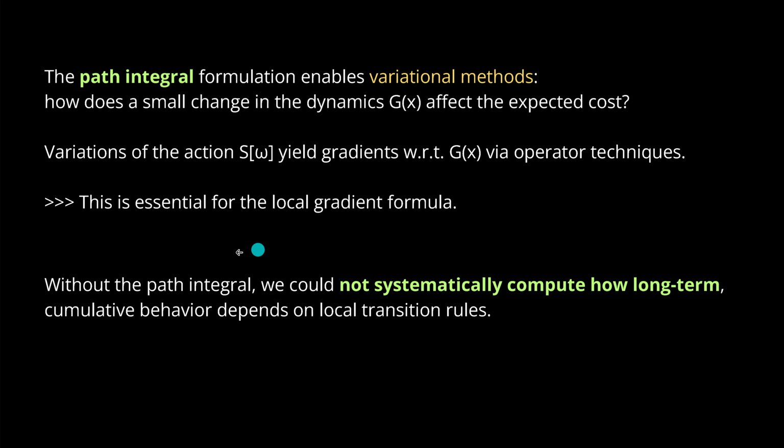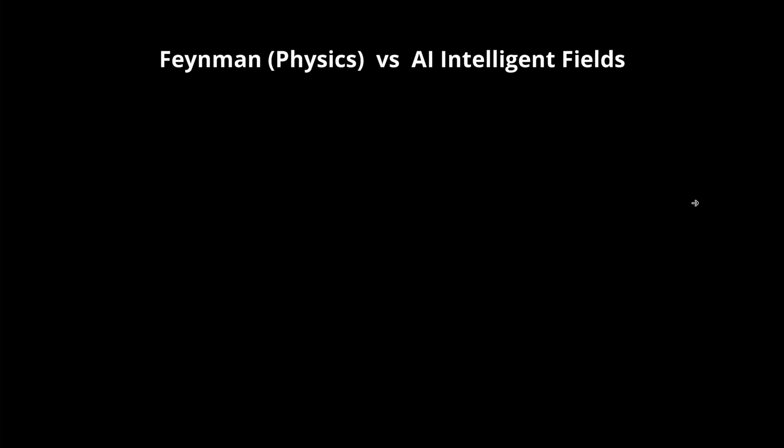So you see, without this particular approach of a path integral, we would not systematically compute how the long-term cumulative behavior depends on the local transition rules that are defined in our operator g of x. What an elegant, beautiful solution that we found.